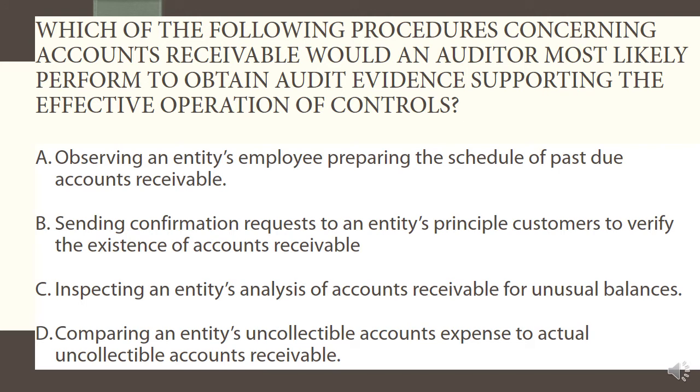Inspecting an entity's analysis of accounts receivable for unusual balances. This is an example of an analytical procedure, which we covered in a previous lecture, and again, which uses numbers. Unusual balances. Numbers implies substantive testing. And finally, comparing an entity's uncollectible accounts expense to actual uncollectible accounts receivable. Again, this is a dual process test because you're verifying numbers to numbers, but it also serves a function of evaluating the controls. We're looking for one that's explicitly control related, and A is the only one that fits that bill.